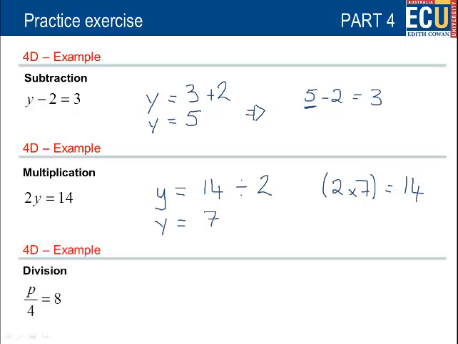Let's have a look at a division example. p divided by 4 equals 8. So again, we'll try to keep p on its own. So p equals 8. Because we're dividing by 4, this time we multiply by 4. So p equals 8 multiplied by 4, which is 32. Let's test our equation. 32 divided by 4, yes, it equals 8. So we know that our answer of p equals 32 is correct.